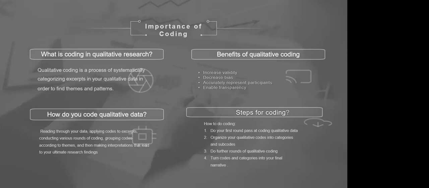So what are the steps for coding? First, you do your first round pass at coding qualitative data. This means that you have your interview, your video, your images, your recordings, your transcripts. So the first thing you do is categorize it generally, because it's simple, you want to do it quick. So you basically categorize generally.